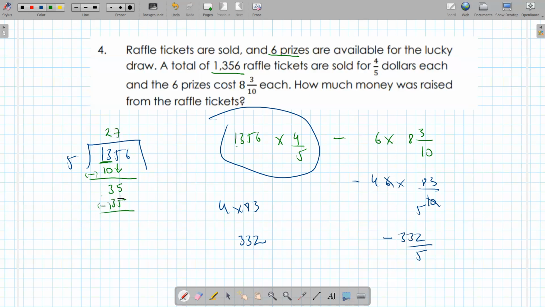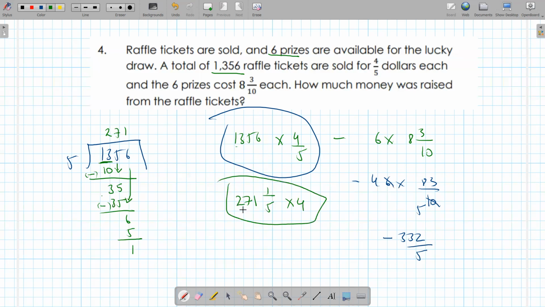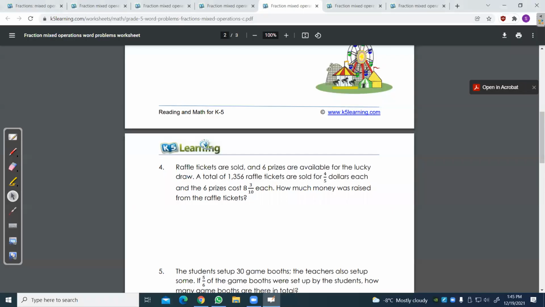And we subtract. 35 minus 35 is 0. And then we bring the last digit down, 6. 5 goes into 6 once, and you have a remainder of 1. There we go. So 1356/5 is 271 and 1/5. And again, this is not going to be easy to do, so we'll just skip this, but that's how you do the long division by hand if you had to. Okay.